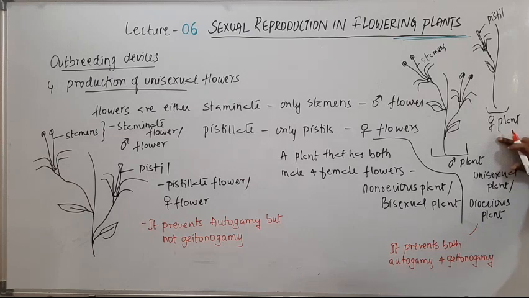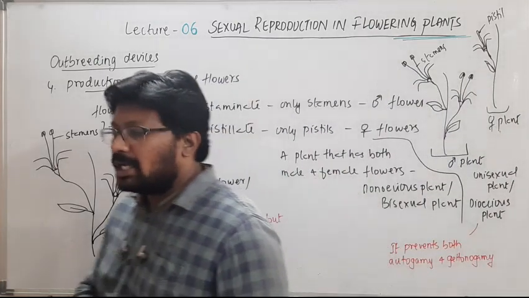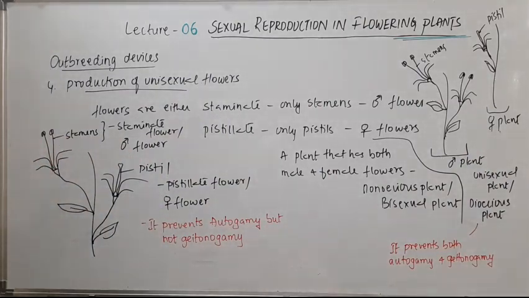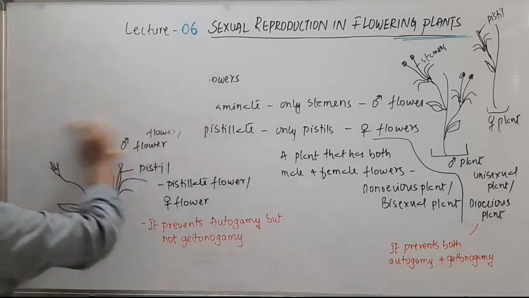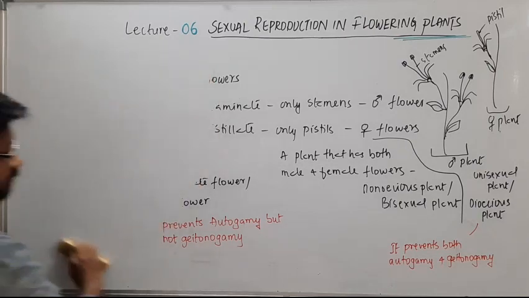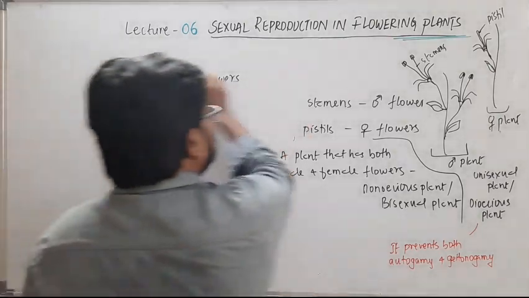So now we understood the last outbreeding device, which is the production of unisexual flowers. This production of unisexual flowers will also help in preventing self-pollination and will favor the process of cross-pollination. So this is all about the outbreeding devices, right? So now let's see the next concept, that is pollen pistil interaction.